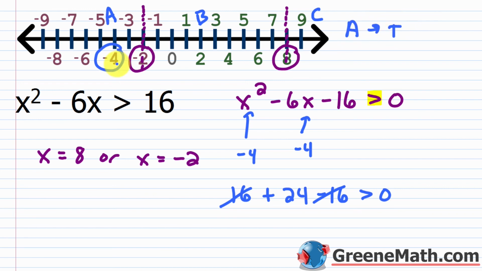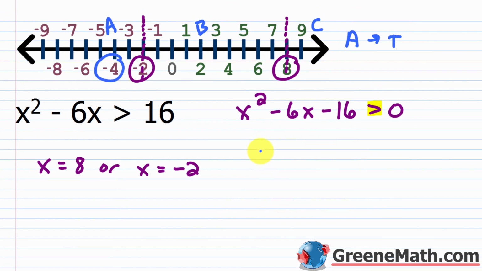Okay, so every number in interval A would work. Now, let's choose something in interval B. Using 0 is always pretty quick. So let's choose that. Let's plug in a 0 for each x. You would have that negative 16 is greater than 0, which is false. So for interval B, we'll say this is false.